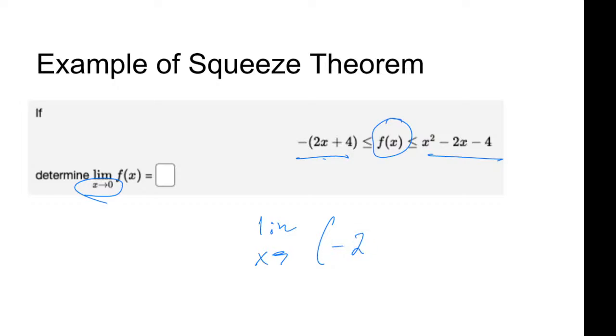So again, we can take a look at the limit as x goes to 0. I'm just going to go ahead and distribute that -2, right? And then this other one, limit as x goes to 0, x squared minus 2x minus 4. Plug in the 0, this limit goes to -4. Plug in the 0, this limit goes to -4, so it satisfies that rule. Since the smaller function goes to -4 and the larger function goes to -4, there's no place else for that function in between to go to. So its limit is -4.